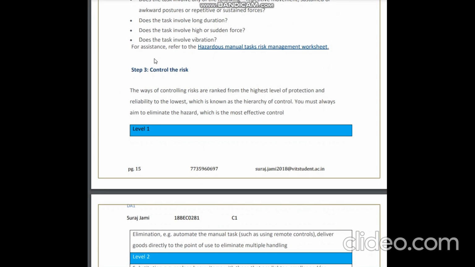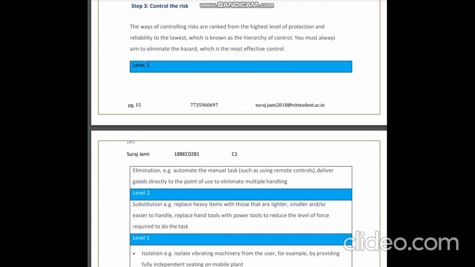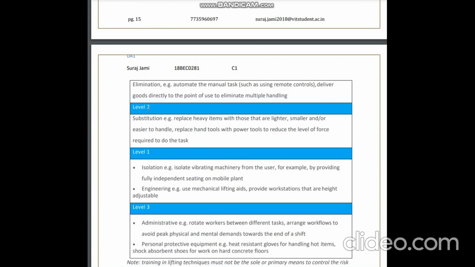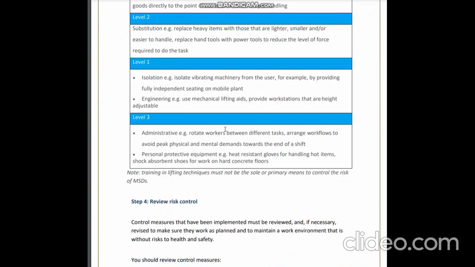Now we have found the risk and assessed the risk, now we have to control the risk. How? By elimination. Example: automate the manual task, such as using remote controls, or deliver goods directly to the point of use to eliminate multiple handling. If multiple handling is done, then it will be a problem, right? Then we can go to level 2, that's substitution: replacing heavy items with those that are lighter, smaller and easier to handle, or using power tools to reduce the level of force required to do the task.